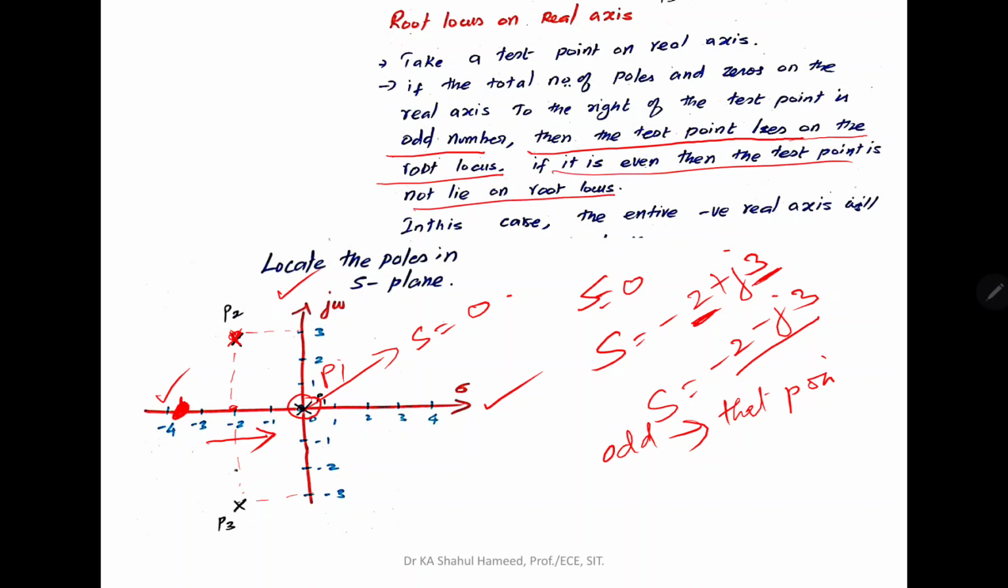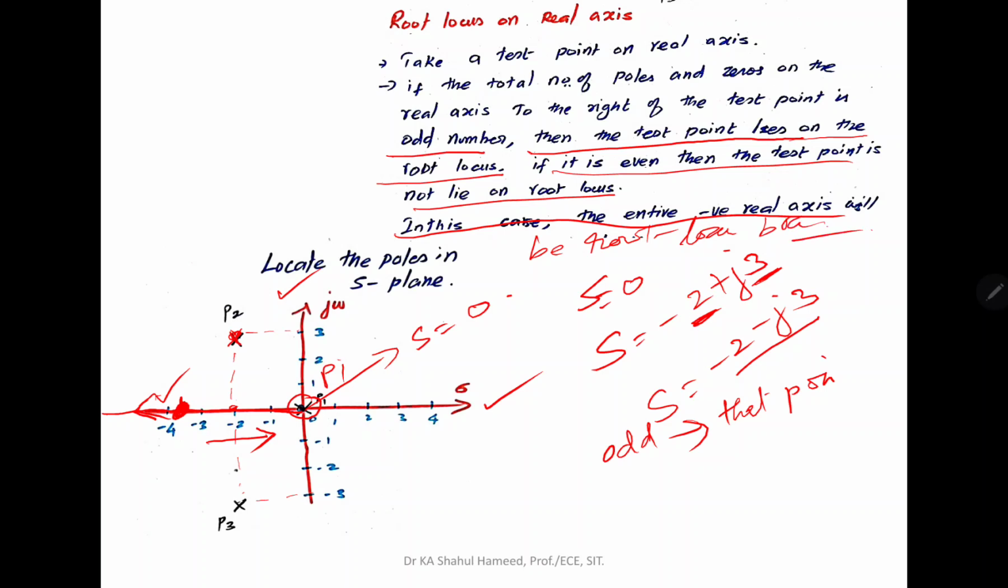For this case, if you are taking a test point at any place on the left-hand side of the imaginary axis on the real axis, then there will be only one pole available, that is an odd number. Hence we can say that the entire negative real axis is a root locus branch. So in this case, the entire negative real axis will be a root locus branch.